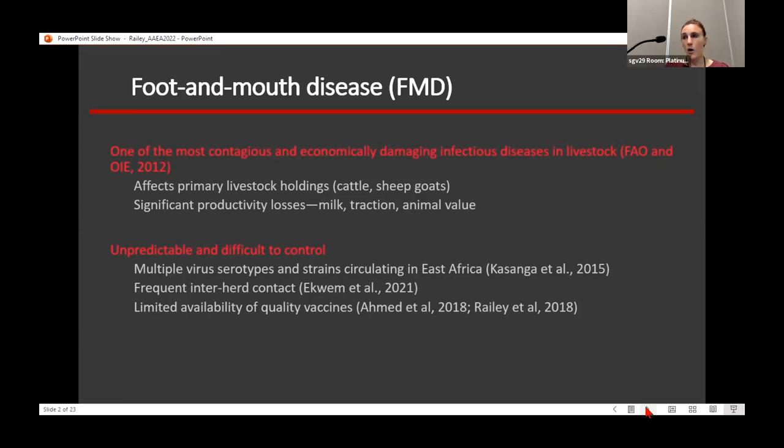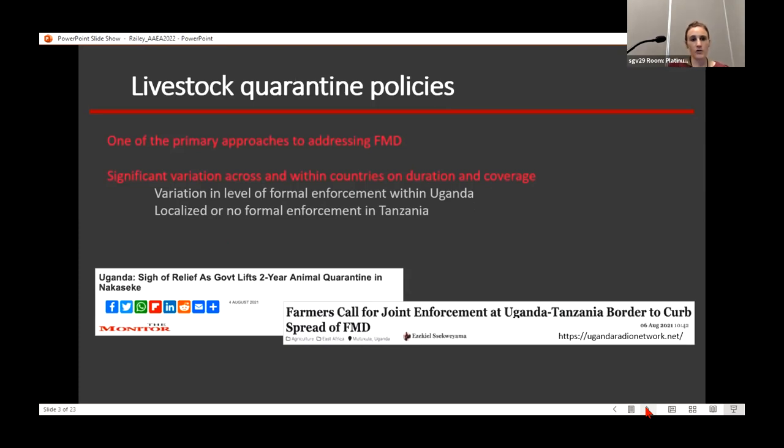Importantly, too, there's limited quality of vaccines, both in the ability to match the vaccines to the circulating serotypes, as well as the availability of vaccines. And so livestock quarantines are one of the primary approaches, specifically for FMD. There is significant variation though across and within countries, both in the duration and coverage. For the most part in Uganda, there's formal enforcement. The formal enforcement is supposed to come alongside vaccination points, but often there's not enough vaccines. Additionally, there are control points to stop animals from moving in and out of the quarantine zones, as well as to stop movements of animal products.